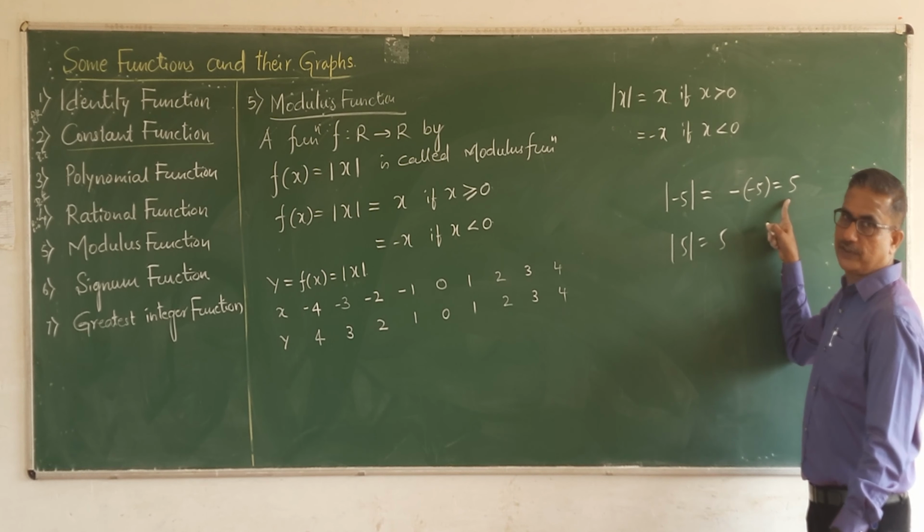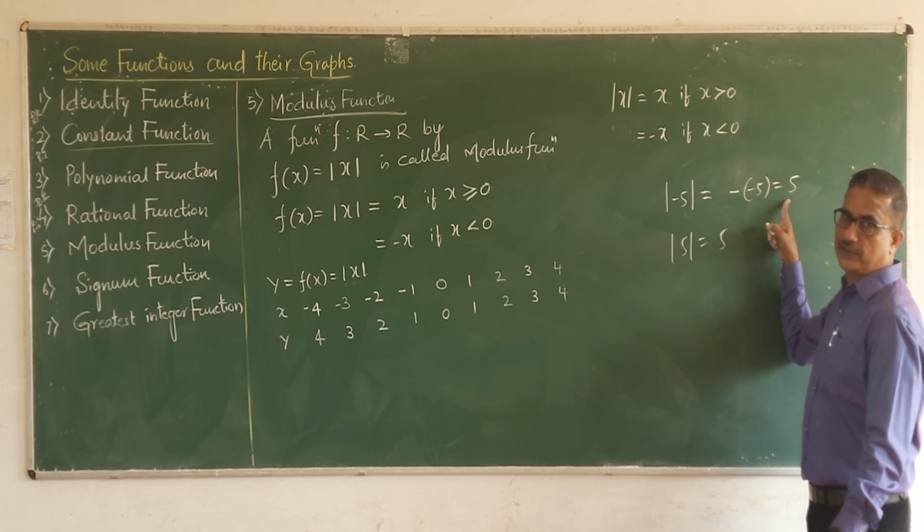So this is the graph of the modulus function. Domain is set of all real number, but range is set of all non-negative real number. Non-negative real number means only positive real numbers. But domain is negative number and positive number. So that domain is real number, but range is only non-negative real number. This is the graph of modulus function.